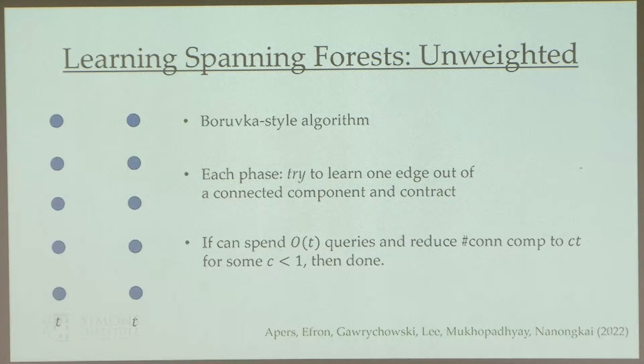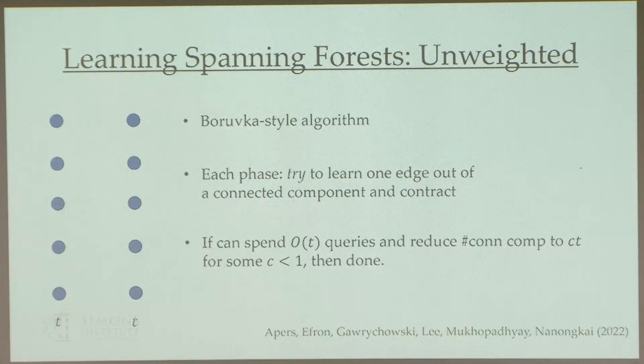Okay, so it will run in phases. In each phase, the things on the left are not connected components, or rather representatives from every connected component, and there are 2t connected components in all. In each phase, every representative from a connected component will try to connect to another connected component. I want to spend order t queries in expectation, and I want to shrink the number of connected components to some constant times t, ct, where c is less than 1. If I'm able to do that, then I'm done by geometric series. So that's the Boruvka-style algorithm.